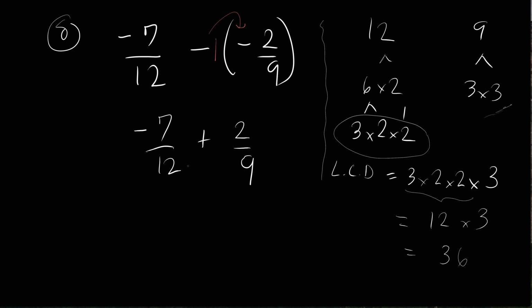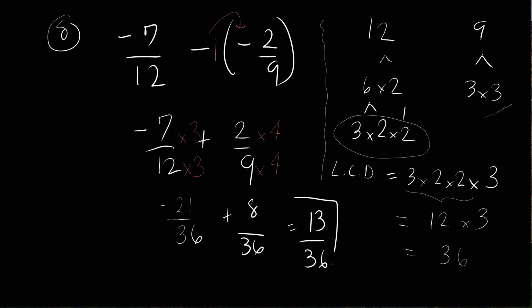So you need to make each of them at 36. So how could I make each of them at 36? So this is going to be times 3 because 12 times 3 gives you the 36. And here is going to be times 4. So doing this, we will get negative 21 over 36. And here we will get positive 8 over 36. So combining this, we will get negative 21 plus 8, which is negative 13, so it's going to be negative 13 over 36. So this will be your answer.